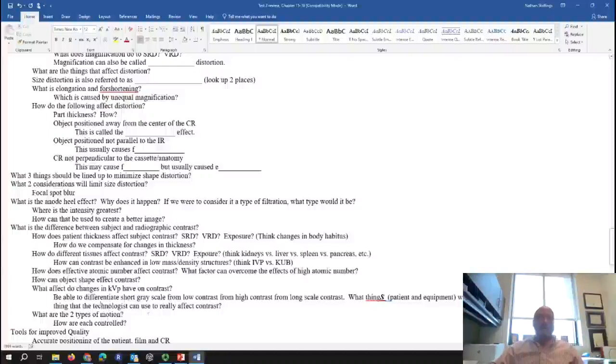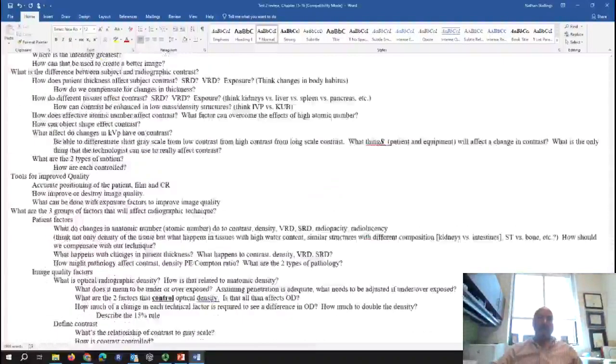Two types of motion. What we have is voluntary and involuntary motion. With voluntary motion, give good instructions to the patient. With involuntary motion, use short exposure times. You might want to use reciprocity: increase MA, decrease exposure time to get to the same mass value.